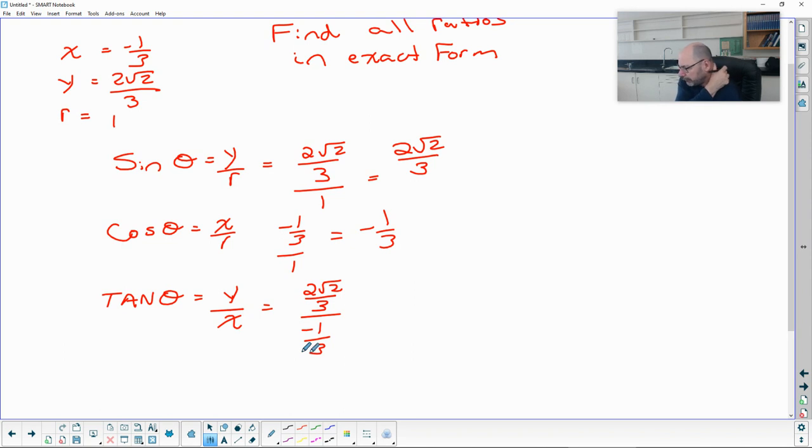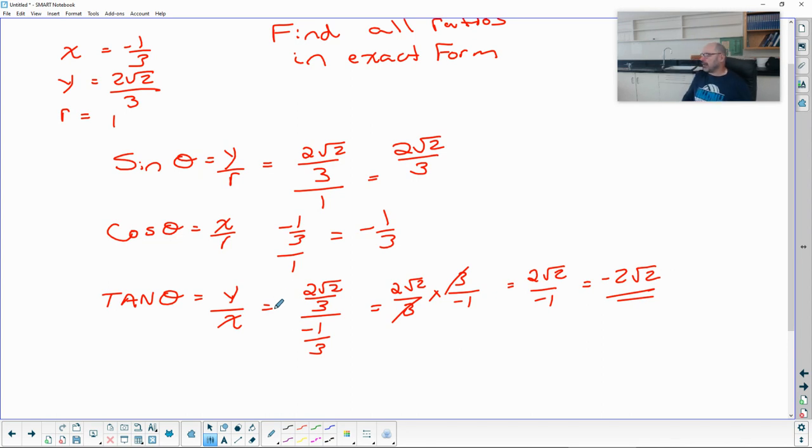Okay, so we know how to divide fractions. We just take the reciprocal of the bottom and multiply. So this is the same thing as saying 2 root 2 over 3 times 3 over negative 1. These cancel out here, and we get 2 root 2 over negative 1, which is negative 2 root 2. So when we're doing the tangent one, that's where we have to do a little bit of fraction math. Also you could probably figure it out here just because they both have 3's, they would have canceled out and then gone to this step as well. Don't necessarily have to do that.